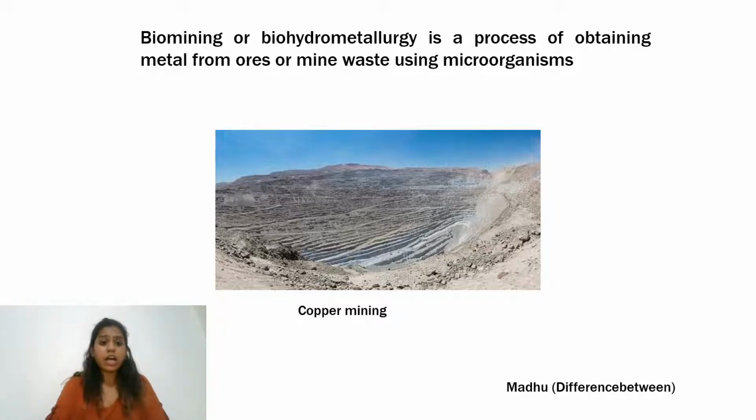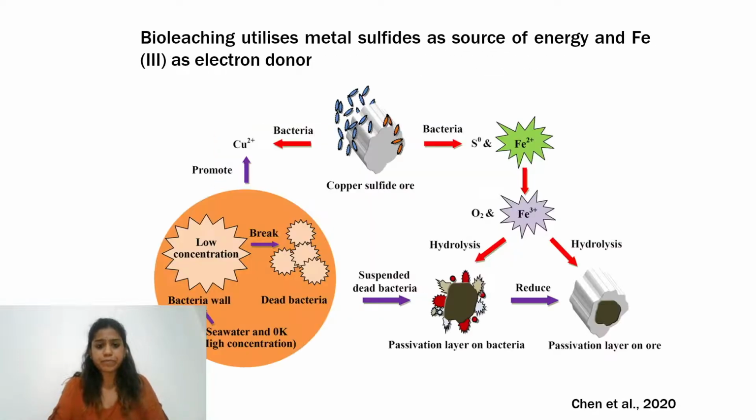So therefore it is important to understand what exact microbes can be used in a particular mining site or a particular contaminated site, so that it can effectively precipitate the metal that is present. So this is an example of how the process of biomining happens.